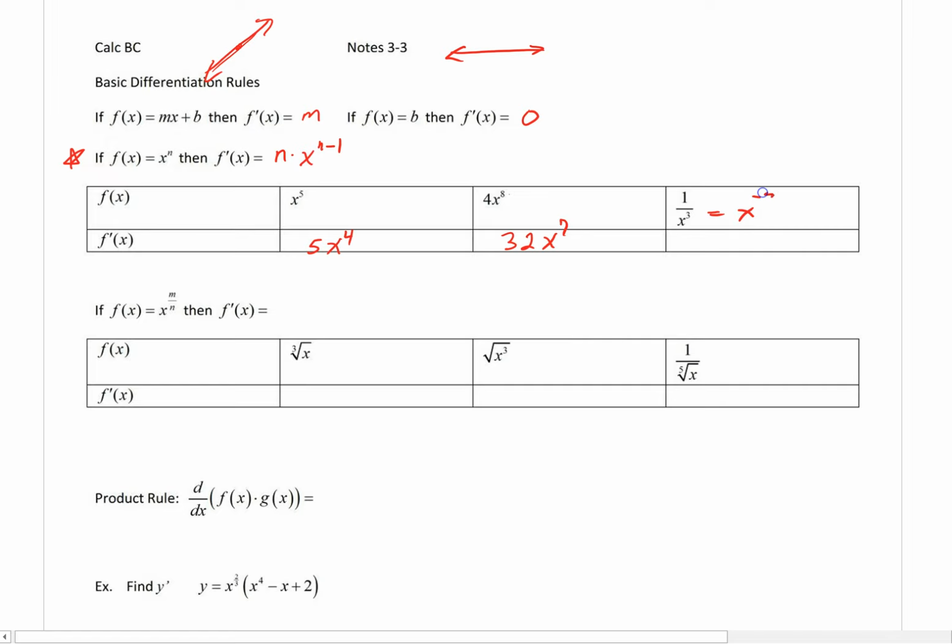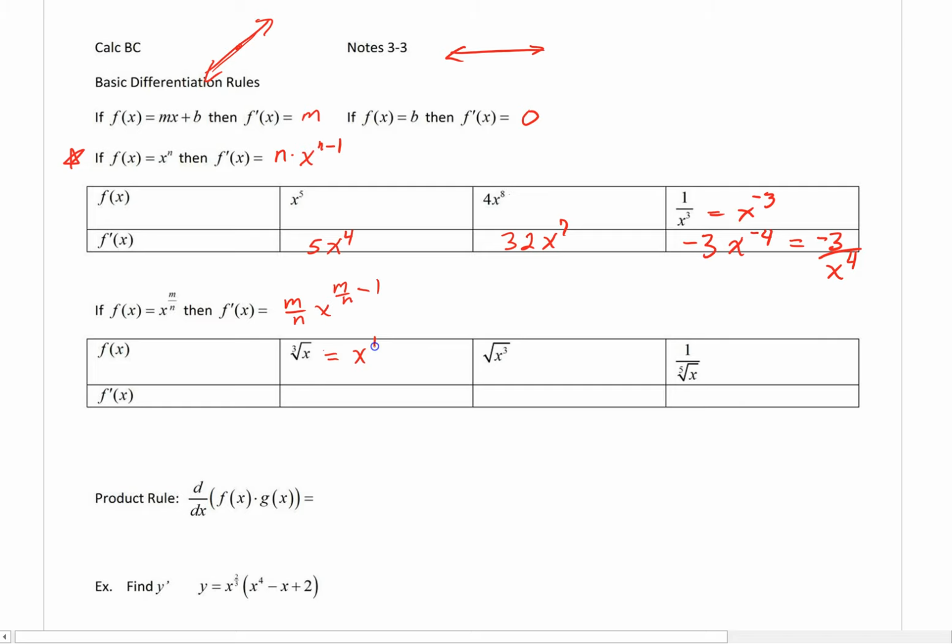This becomes x to the negative third, so you'd get negative 3x, and now you subtract 1, you'll get negative 4. You could also write that as negative 3 over x to the fourth. The cube root of x is where we're going next, but look, if you have a fractional exponent, same thing is going to hold true. Drop that power down, and then subtract 1 from that power.